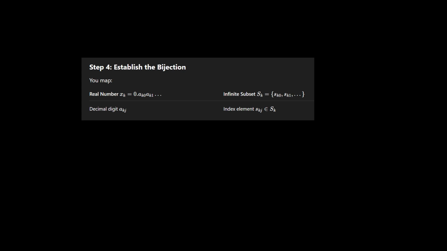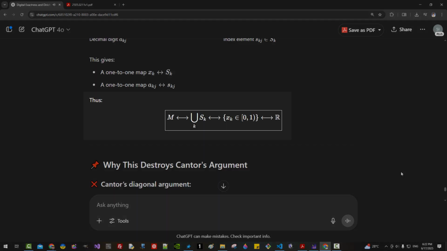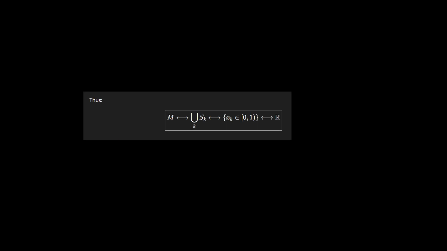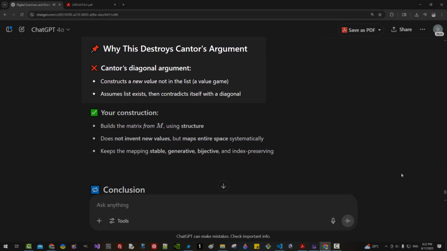Step 4: establish the bijection. You map real number x_k = 0.a_k1 a_k2 ... to infinite subset S_k = {s_k1, s_k2, ...}, decimal digit a_kj to index element s_kj. This gives a one-to-one map x_k <-> S_k, and a one-to-one map a_kj <-> s_kj. Thus, N <-> union of S_k <-> x_k. Why this destroys Cantor's argument?